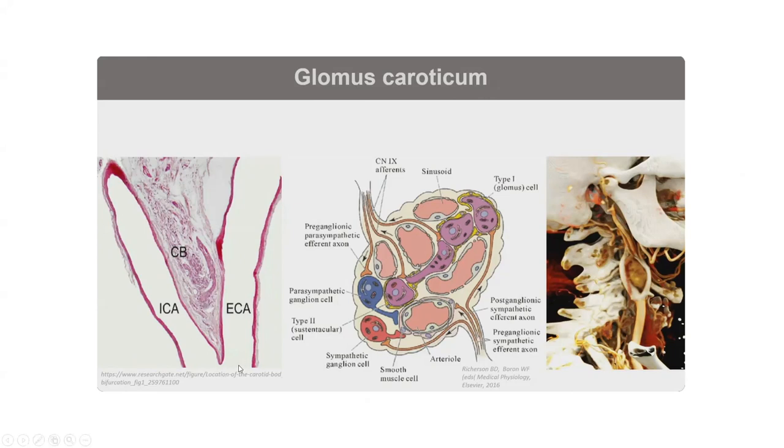Here is the bifurcation of the common carotid artery into the internal carotid artery and external carotid artery, and here is the carotid body or the glomus caroticum. You can see this very nicely in this diagram, the common carotid artery, which is divided into the internal and external. So in the bifurcation, you can see a tumor. This is a tumor of the glomus caroticum or the carotid body. It is a rare condition, but be informed that this paraganglia can also be a site for the growth of a tumor, and maybe in future you can see it in your clinical experience.